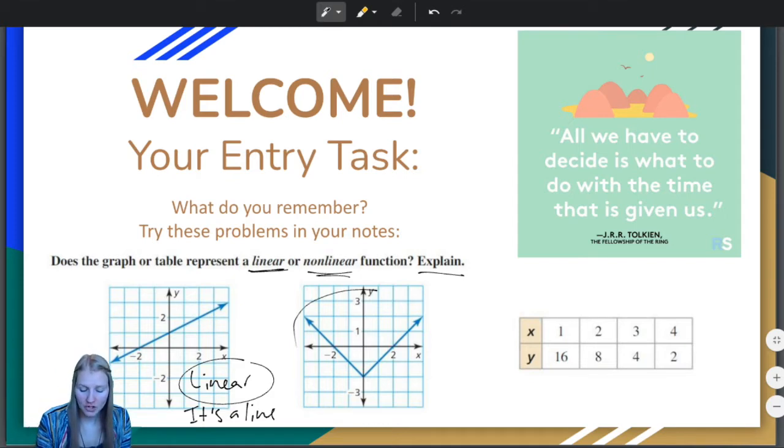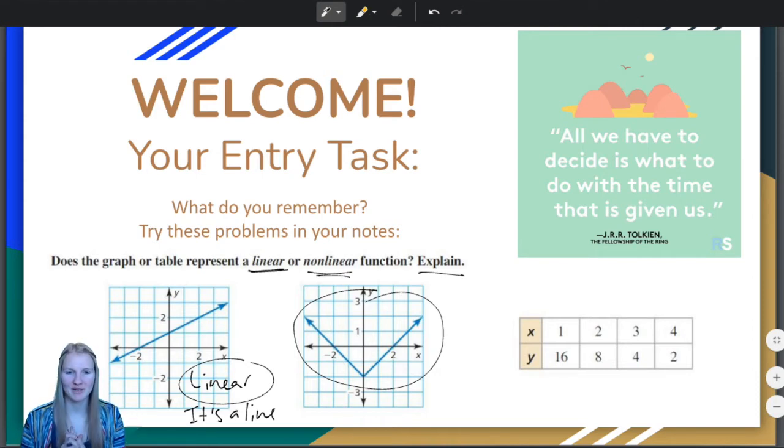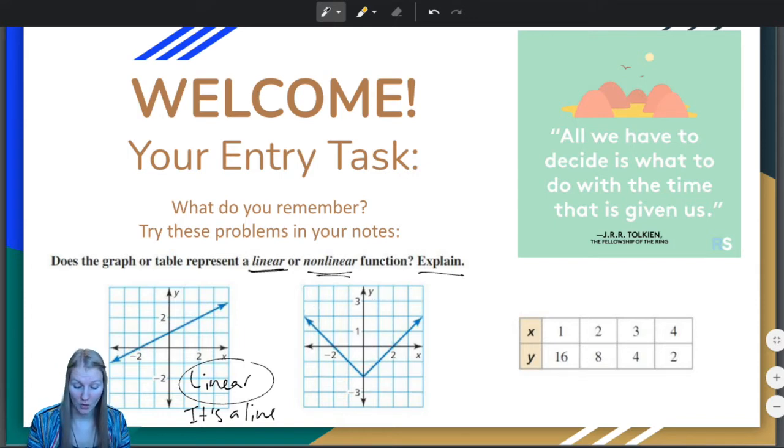Okay, now the second graph. I pick this to do every year because, what do you think? What did you say when you did this problem on your own? Was it linear or was it non-linear? Now some students say, well, it's linear because this is a line and this is a line. There are no curves. And other students say, wait, it needs to be one line. And this is kind of like two lines put together. So, this is actually non-linear.